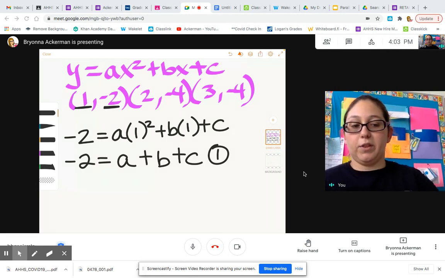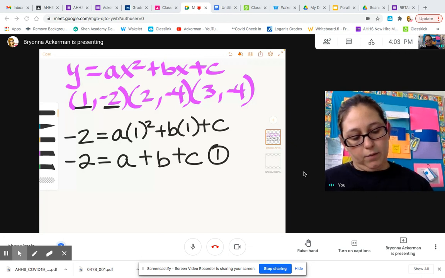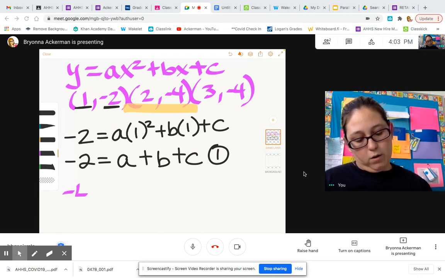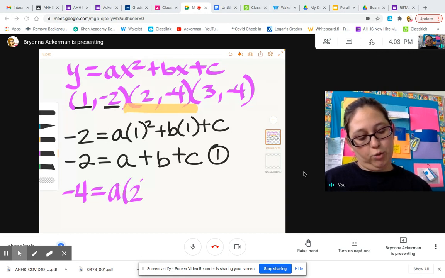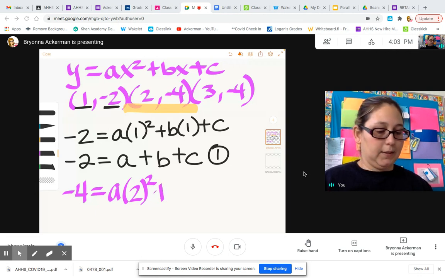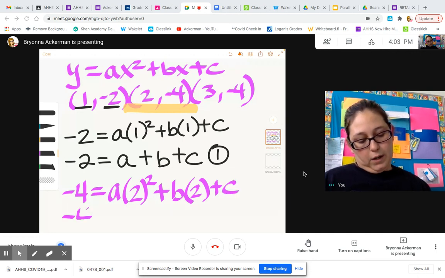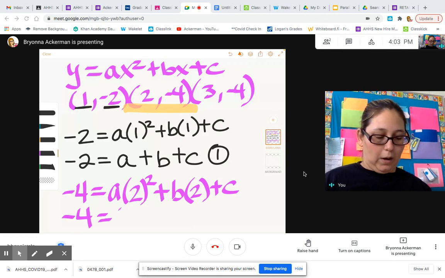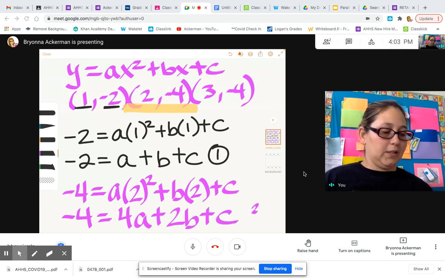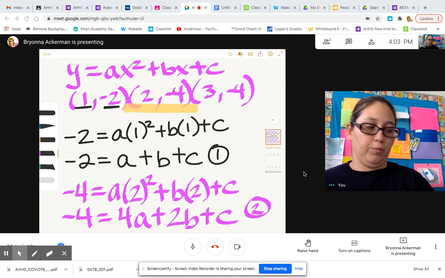Then I'm going to do it again with the second point. So let's plug that one in. In this case, y is negative 4. That equals a times x squared. X in this case is 2, so 2 squared, plus b times x, x again is 2, and then plus c. If I simplify this, I get negative 4 is equal to 2 times 2 is 4, so we get 4a plus 2b plus c. We're going to save this as equation number 2.